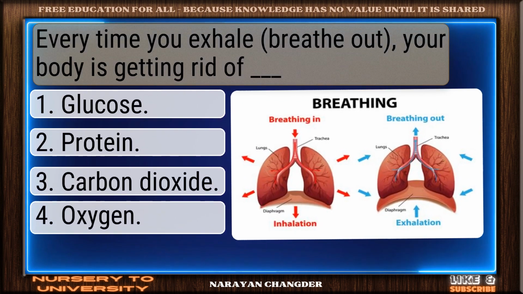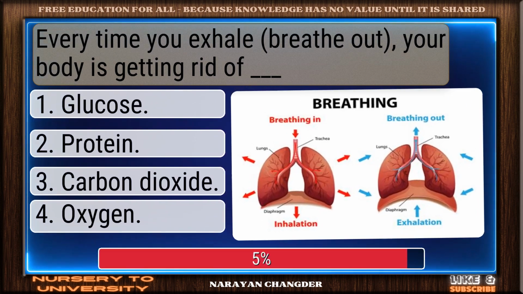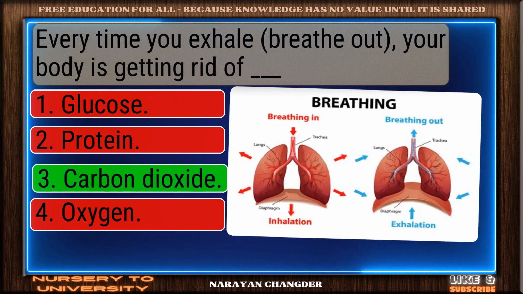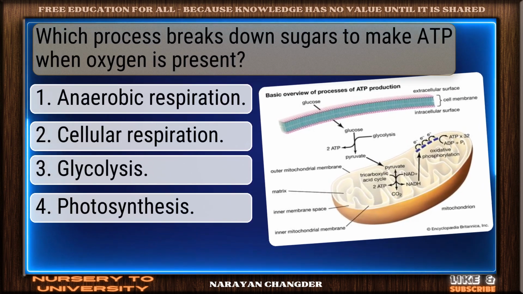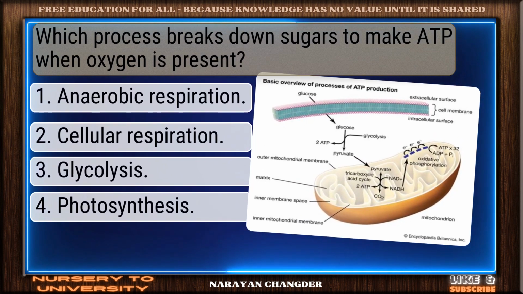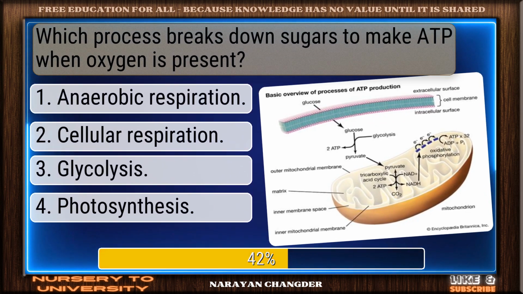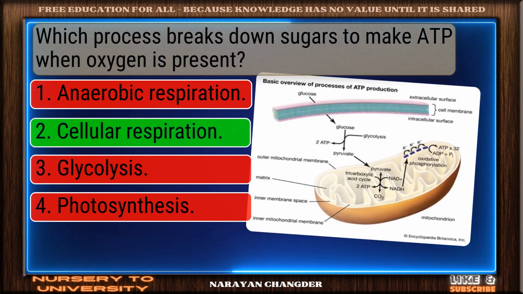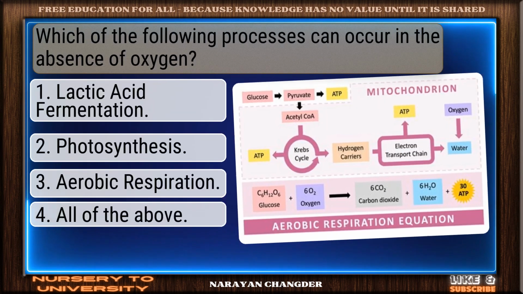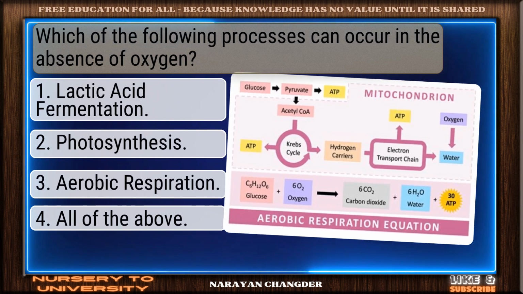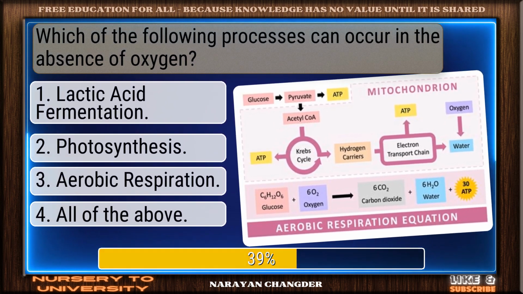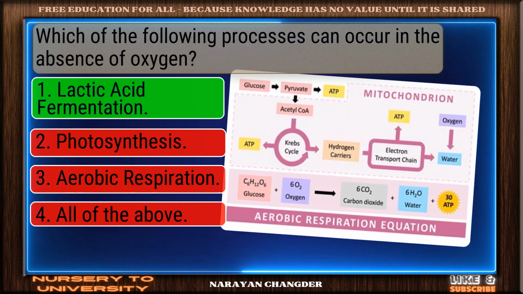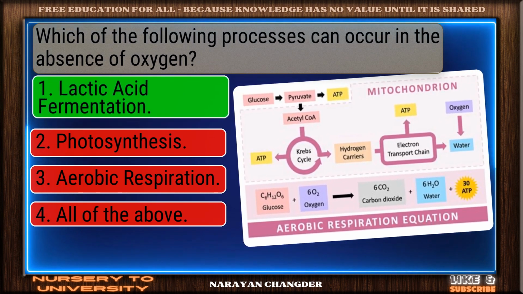Every time you exhale, your body is getting rid of dash. Right again. Carbon dioxide is a valid answer. Which process breaks down sugars to make ATP when oxygen is present? Correct. Cellular respiration is the right answer. Which of the following processes can occur in the absence of oxygen? Well reasoned. Lactic acid fermentation is the correct choice.